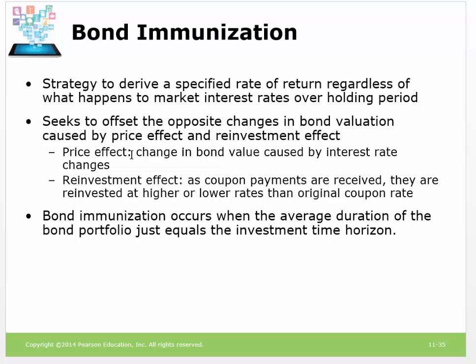There's a price effect and there's a reinvestment effect. And they are opposite in sign. Not magnitude, they're opposite in sign. So what we would like to do is, the term is bond immunization, we want to match the duration of our portfolio to the investment time horizon that we are investing in. So if we want to invest, in that last example, for 10 years, then we need to have a bond portfolio that has a duration equal to 10.